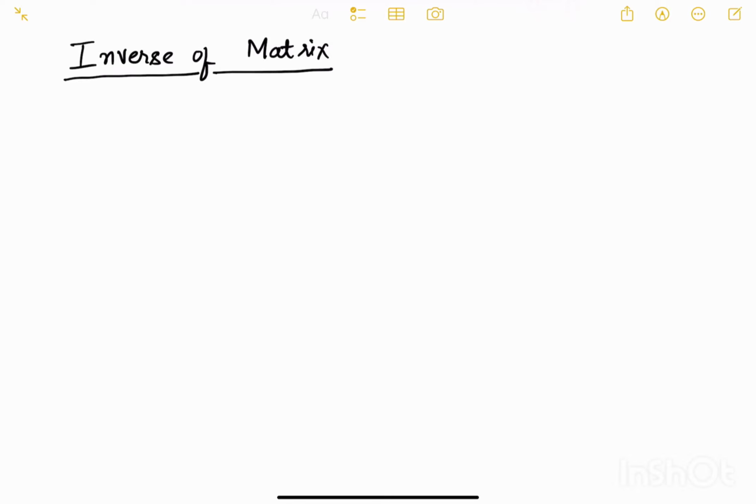So today we will just do a question on how to find the inverse of a matrix. We will be considering a 2 cross 2 matrix for today, and in the next lecture we will just do a question for the order 3 cross 3.